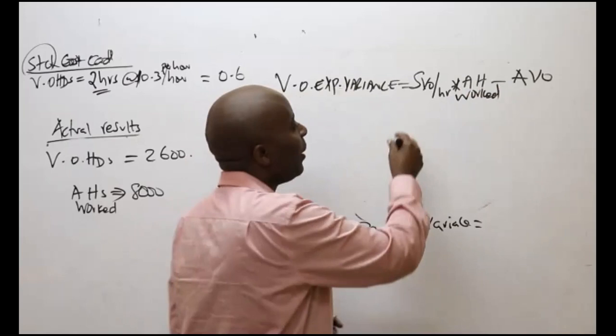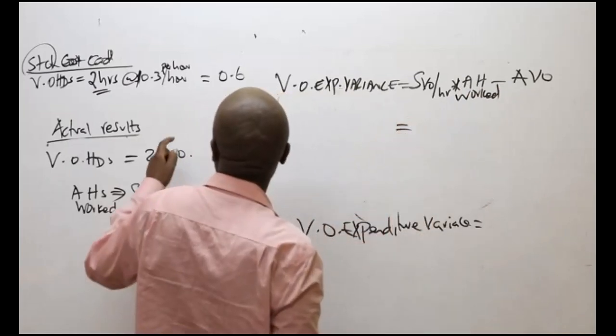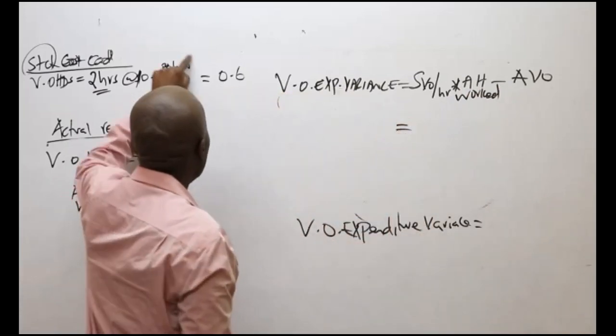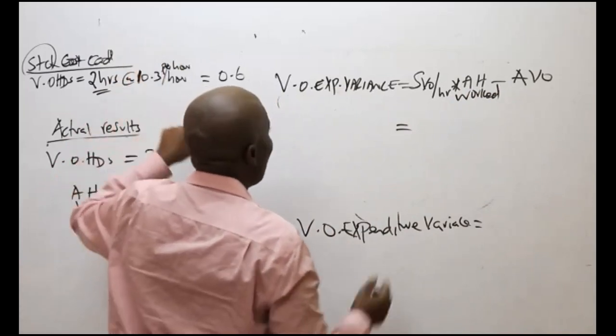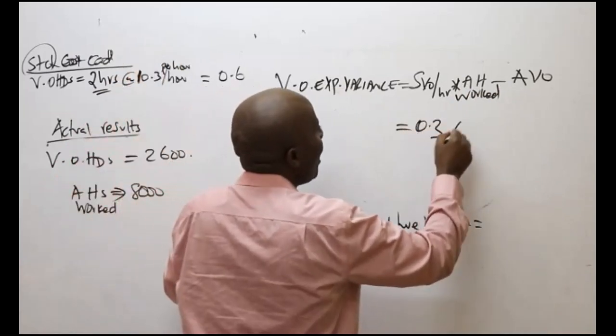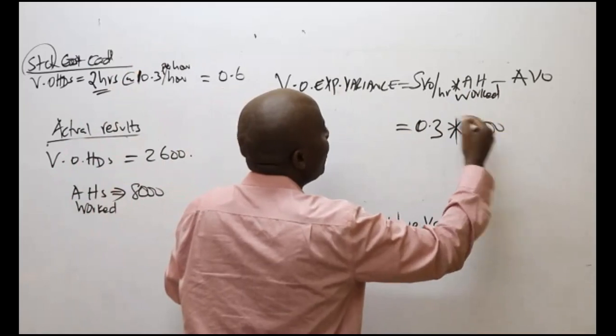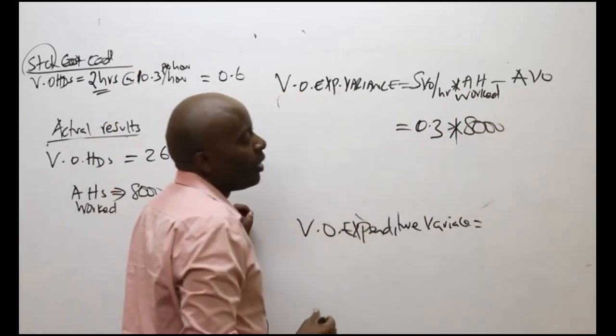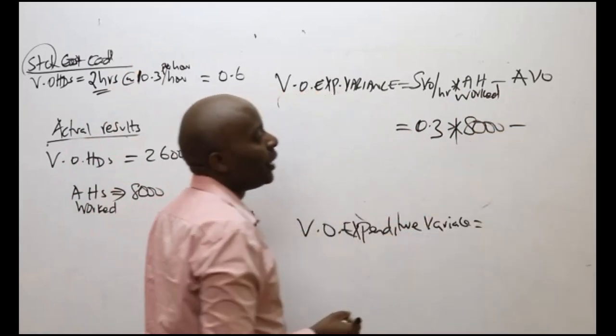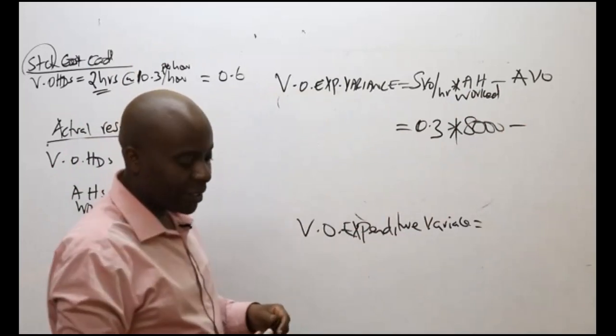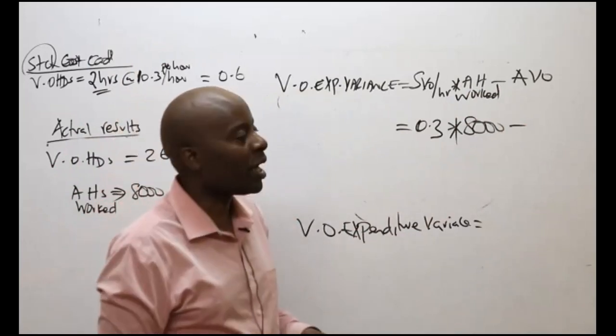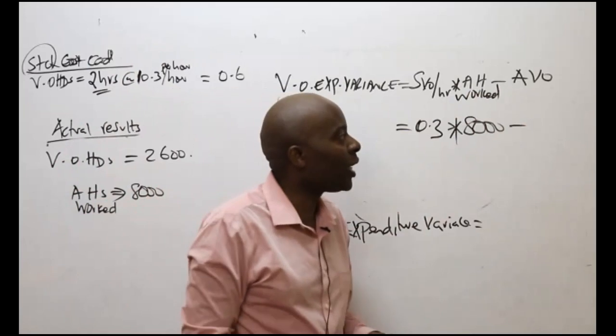So please come and give us the standard variable overheads per hour. The standard variable overheads here per hour are 0.3. Actual hours worked, 8,000, minus AVO. AVO means actual variable overheads. Actual variable overhead. Avocado is a nice fruit.